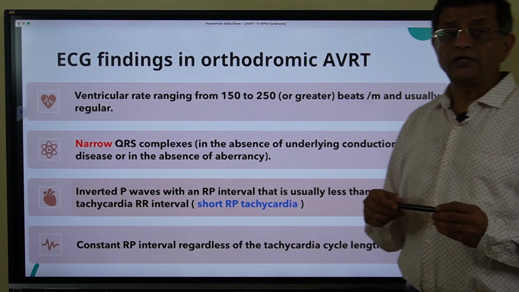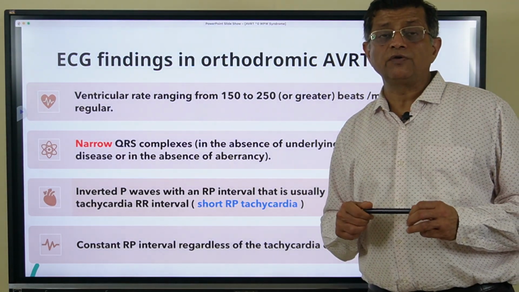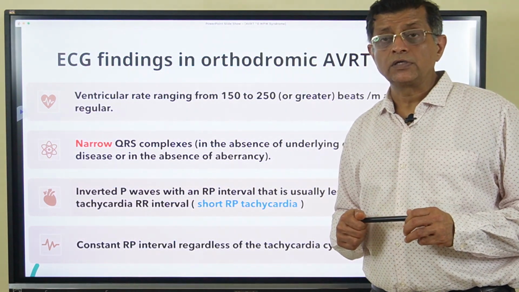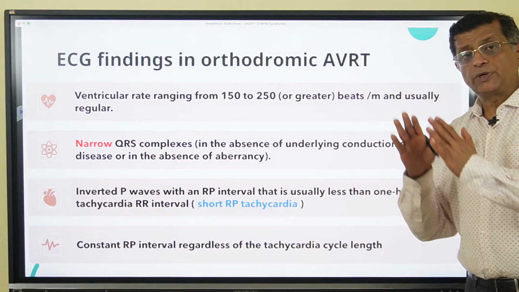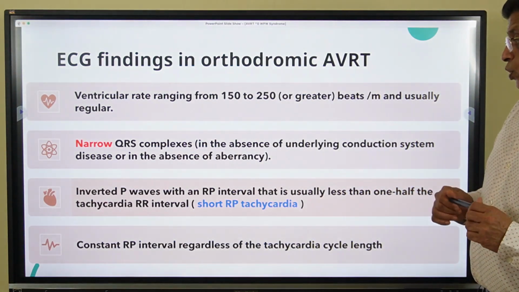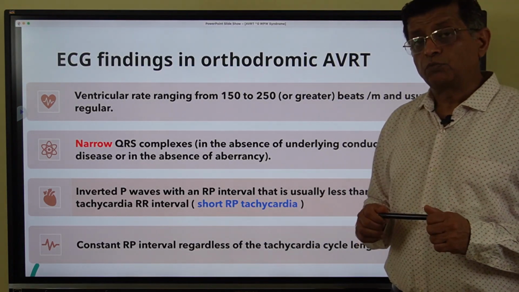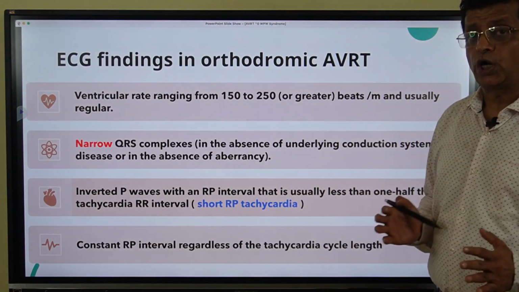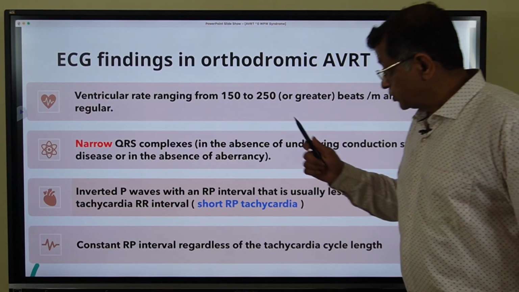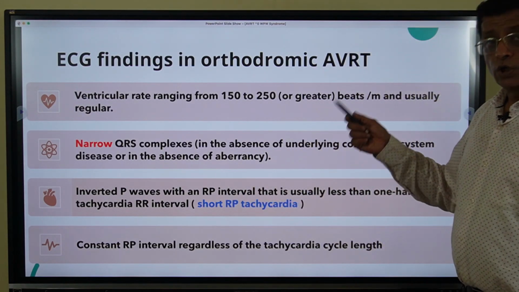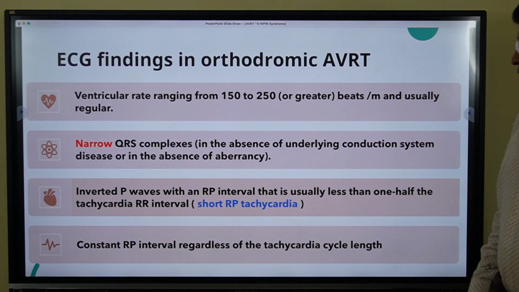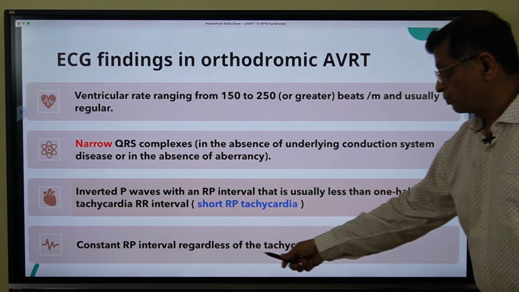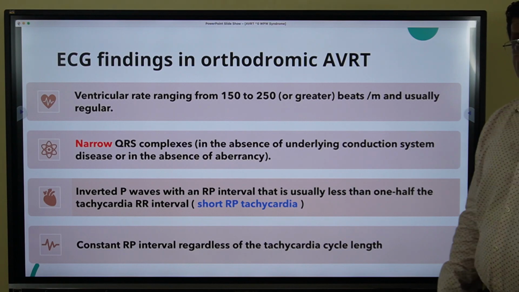We have seen in detail in our lectures on AVNRT and supraventricular tachycardias that supraventricular tachycardias are basically divided into long RP and short RP tachycardias. So AVNRT, which is the most common, is mostly a short RP tachycardia. Similarly, this orthodromic AVRT also is a short RP tachycardia. Lastly, there is a constant RP interval regardless of tachycardia cycle length.